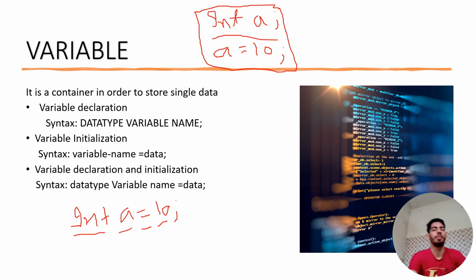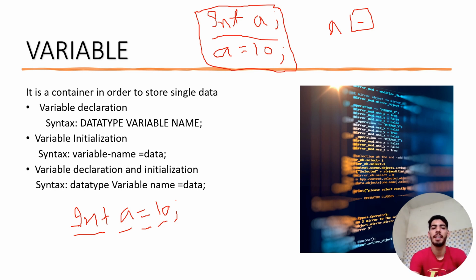So what is a variable? A variable is basically a container in order to store a single data. Consider an example, int a. It is also a variable declaration. Variable declaration syntax is data type with variable name. Just like int is a data type and a is a variable name with a semicolon, it is the declaration, or basically creating a variable name, a container a, which stores integer type of data.